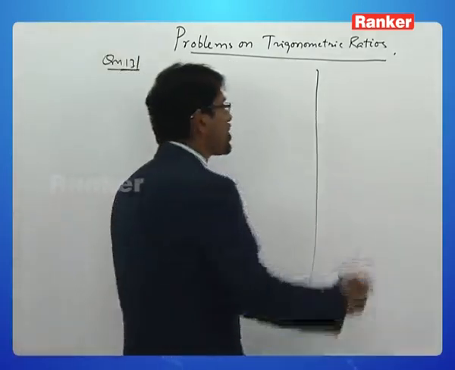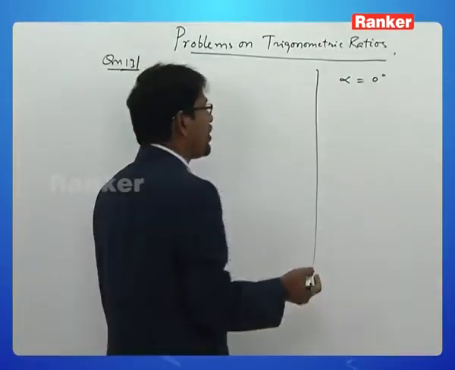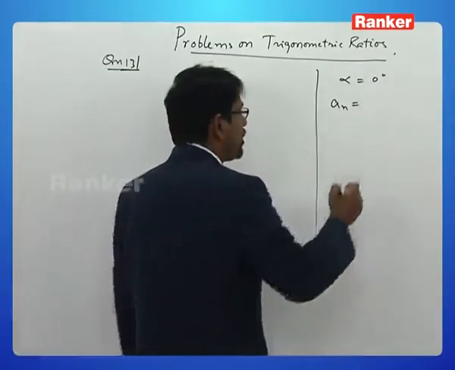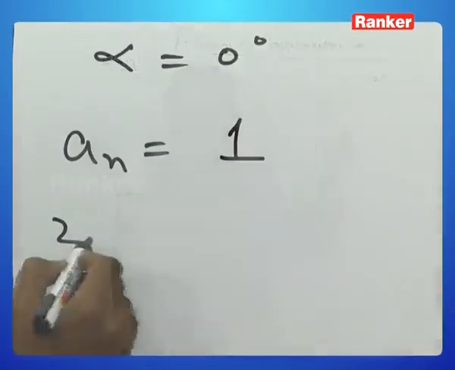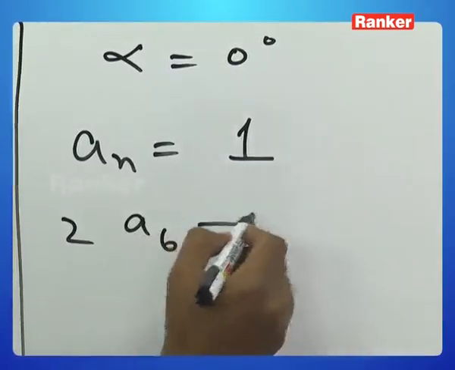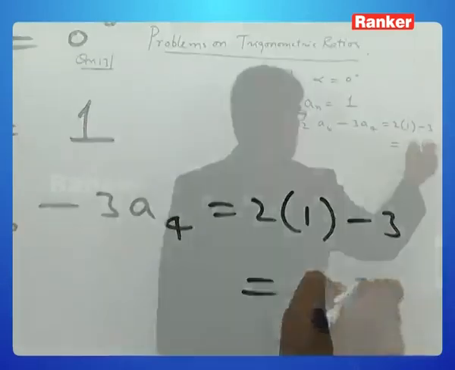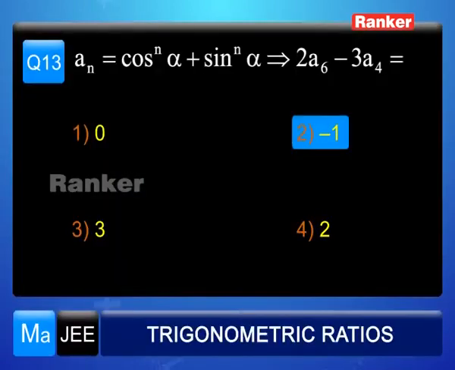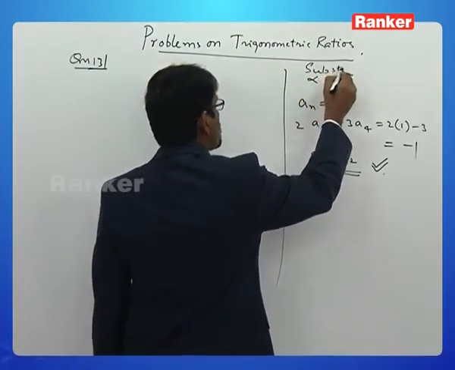So put alpha equal to a simple value, alpha equal to 0 degrees or 0 radians. Therefore, what is a_n then? 1. What will be a6? Also 1. So 2 into a6 minus 3 into a4 will become 2 into 1 minus 3, and that makes it minus 1. So option 2 is the right answer, but that was by substitution method.